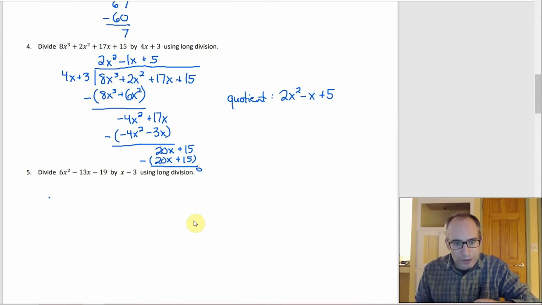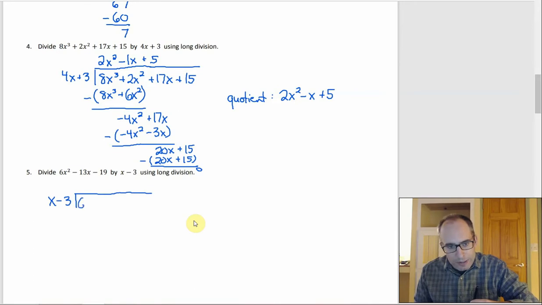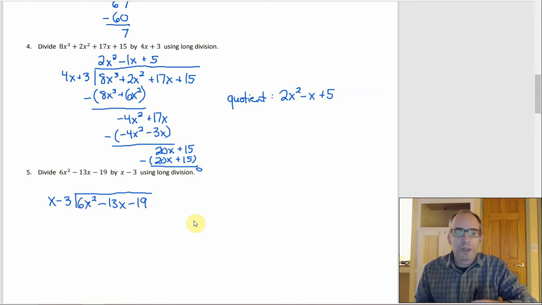All right, so if we do the division, we set this up, we're going to divide 6x squared minus 13x minus 19 by x minus 3. And then, all right, we're playing the same game, right? We've got to figure out what do you need to multiply x by to get 6x squared. Well, just with the coefficients, what do you have to multiply 1 by to get 6? 6. And then what do you have to multiply x by to get x squared?